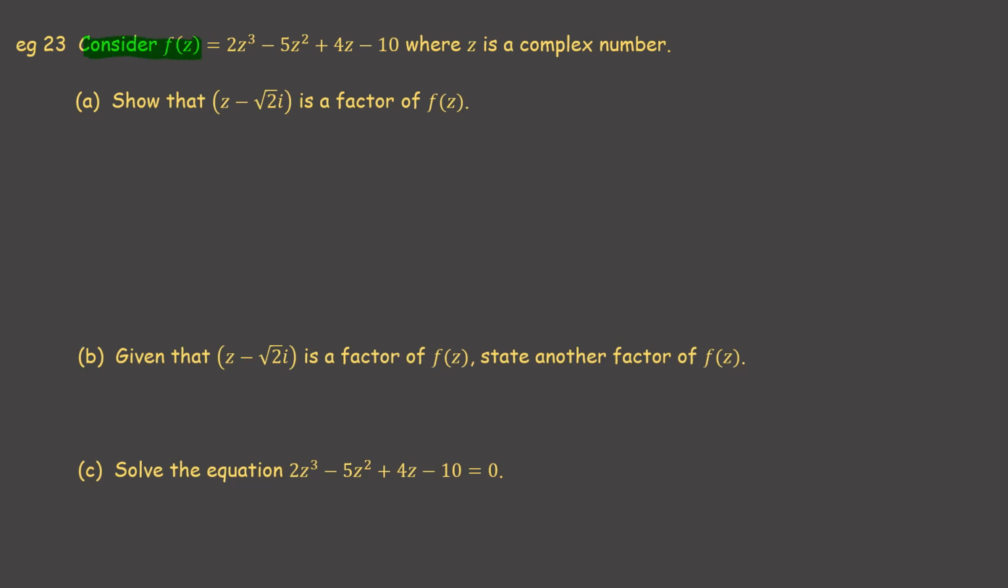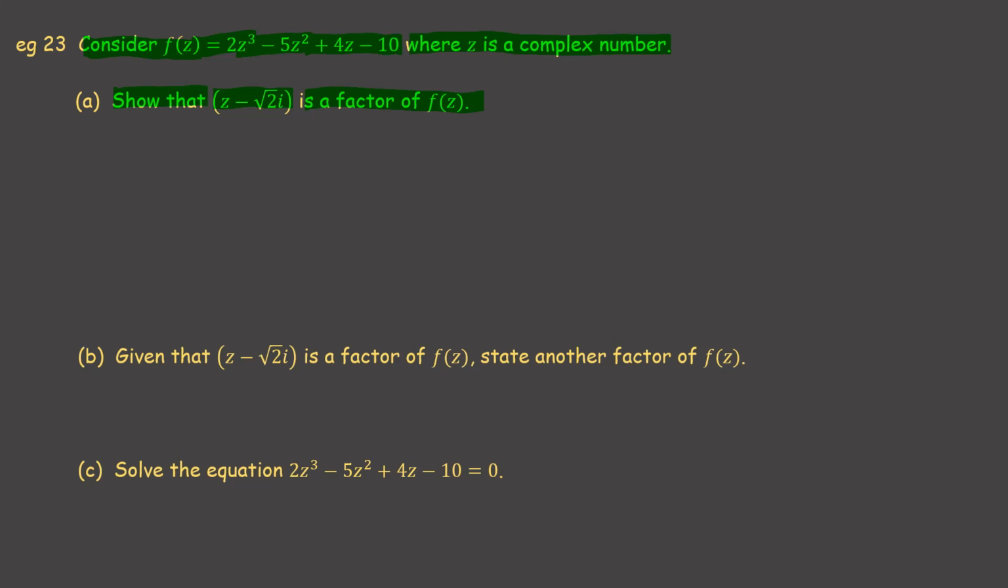Consider f of z is 2z cubed minus 5z squared plus 4z minus 10, where z is a complex number. Show that z take away root 2i is a factor of f of z.